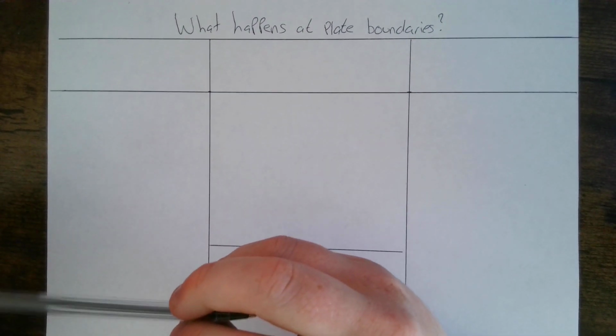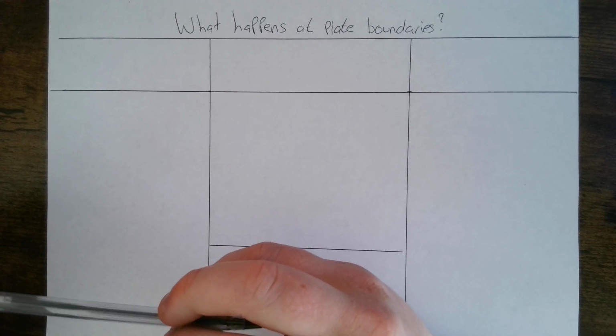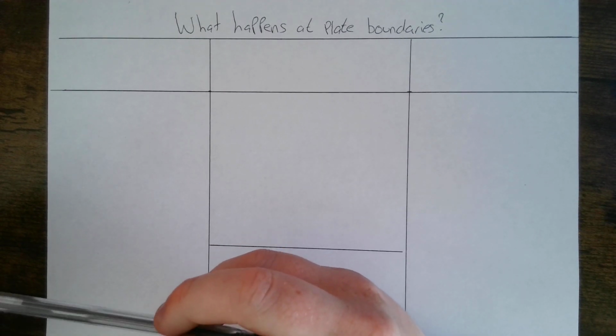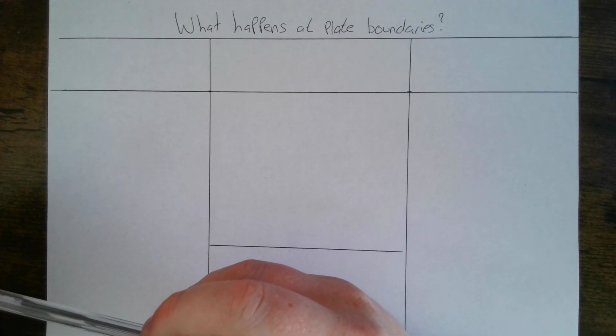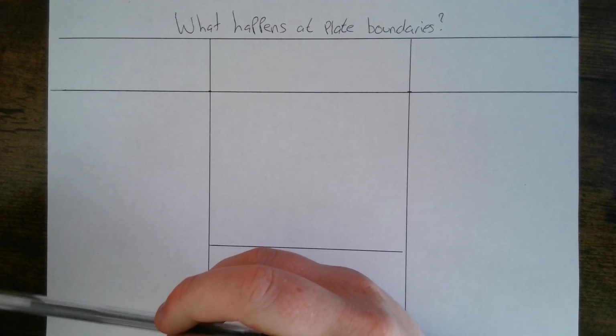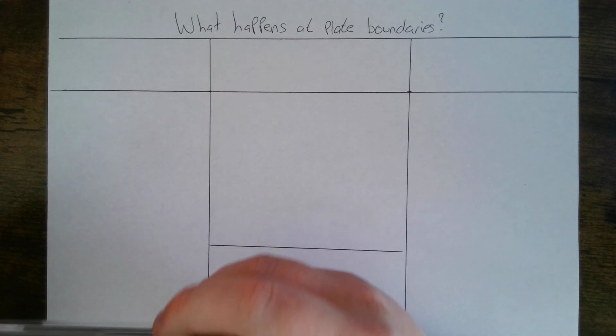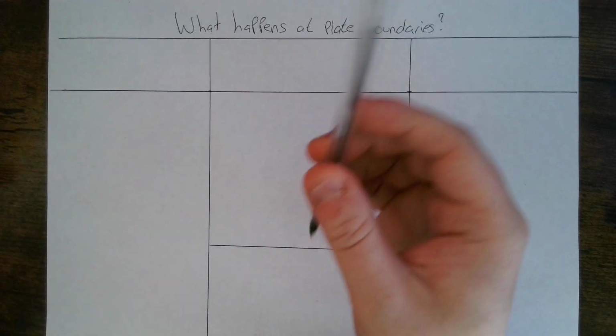Alright, so today we're just going to look at what happens at plate boundaries. So this comes up quite a lot, generally near the start of paper 1, in one way or another, generally a 4 or a 6 marker looking at one of the plates or maybe looking at all 3 of the plate boundaries. Now, we've got 3 plate boundaries.